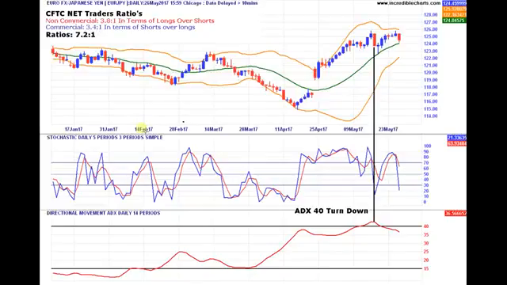So the first chart we're going to look at is going to be Euro JPY. The Euro JPY daily chart, let's first of all take a look at the CFTC net traders ratios. Now, in terms of non-commercials, they're 3.8 to 1 in terms of longs over shorts, so bullish bets. Commercials 3.4 to 1 in terms of shorts over longs, or bearish bets. Got a ratio or divergence of 7.2 to 1 between the groups, which is up on last week.